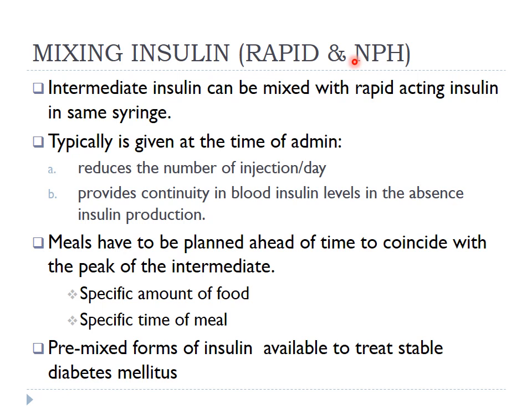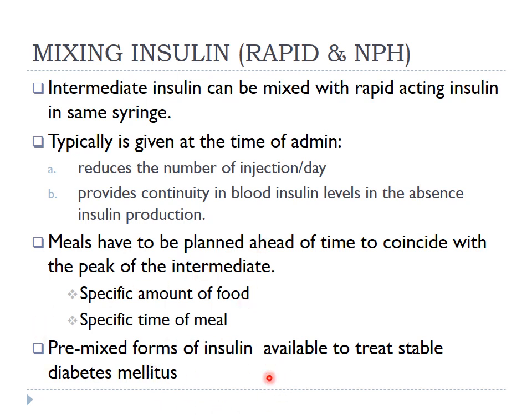This provides continuity in blood sugar levels in the absence of insulin production. Of course it does. The only thing that you need to do when you're giving NPH for the purposes of skipping a meal is plan ahead of time so that the timing of when it peaks matches the time of when you are eating, and there has to be a specific amount of food and a specific time. The specific amount of food must match the dose of NPH that you've given yourself. And as I mentioned, you can also use NPH as a background insulin as well.